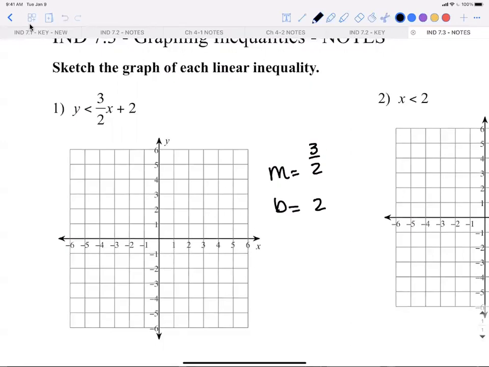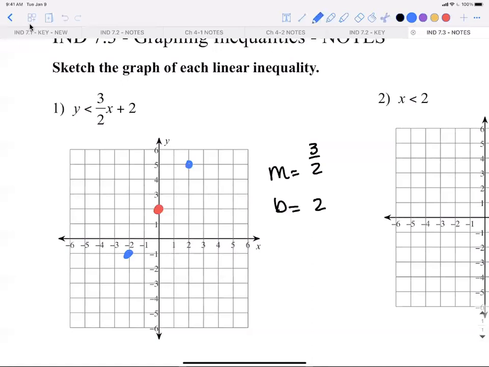And we start out the same way, right? We begin with our b, our beginning point, which is our y-intercept, so a point at positive 2. And then we go up 3 over 2, or we could go down 3 and backwards 2. I like to do both to give myself a good structure for a nice straight line.